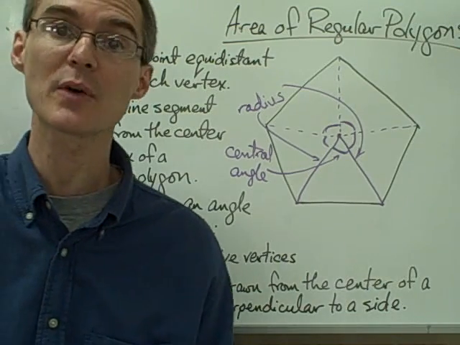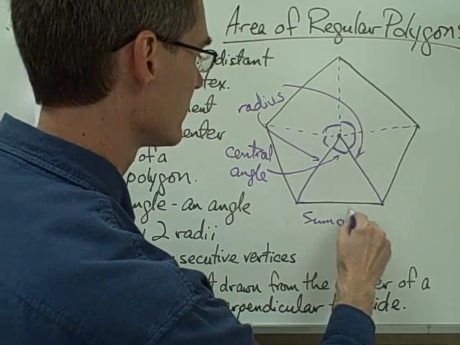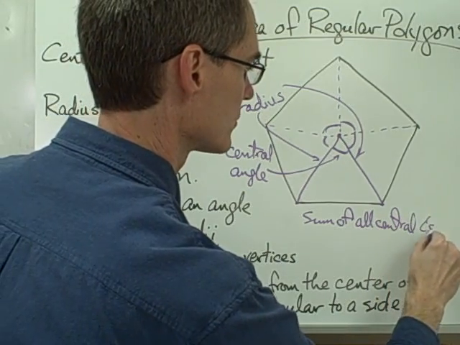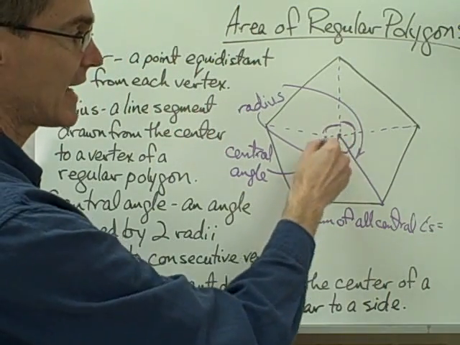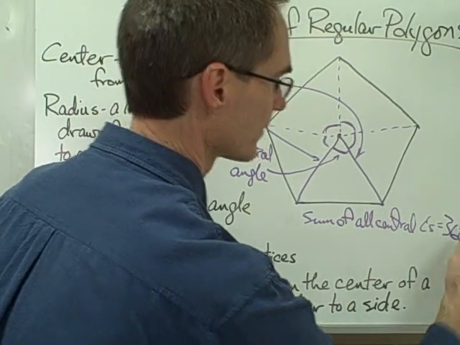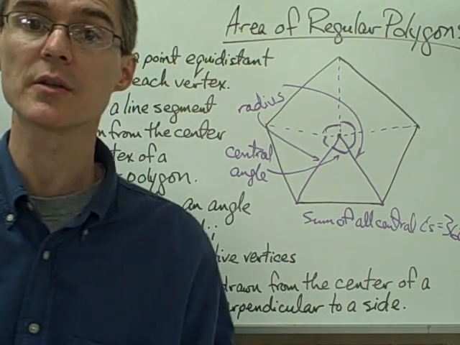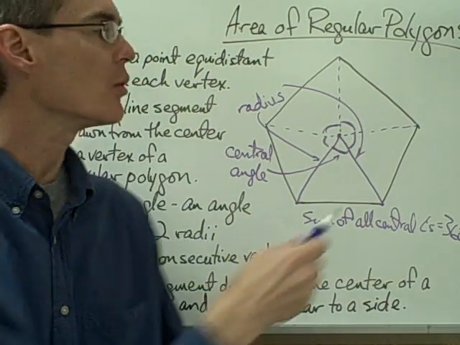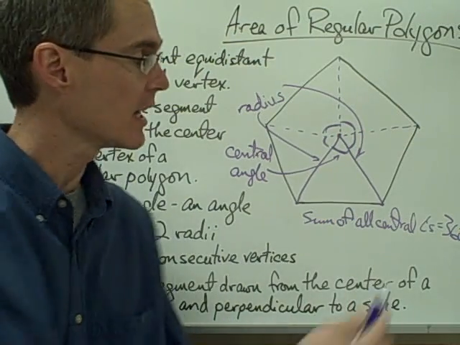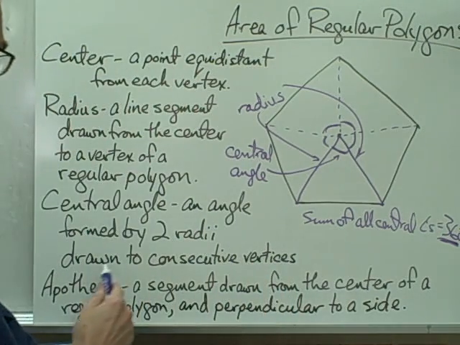Hopefully it's not too hard to see that if I were to add up all of my central angles, the sum of all of my central angles would be equal to 360 degrees. If I start here and I go all the way through all my central angles and get back here, that's 360 degrees. That's going to be a very handy property to know about any regular polygon. If you add up all of the central angles in any regular polygon, it's always equal to 360 degrees. We're going to come back to that in just a minute.